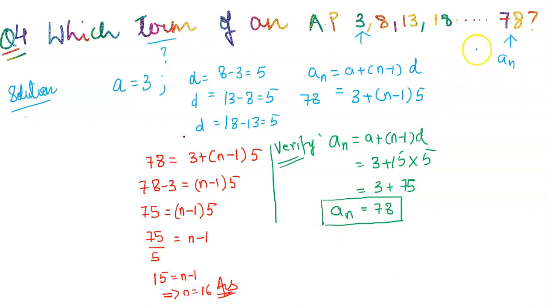See, the An value here is the same. So this means what we have solved is correct, because we are getting the same An. If our n had been something else, then this value of An would have changed, which means the answer is wrong.